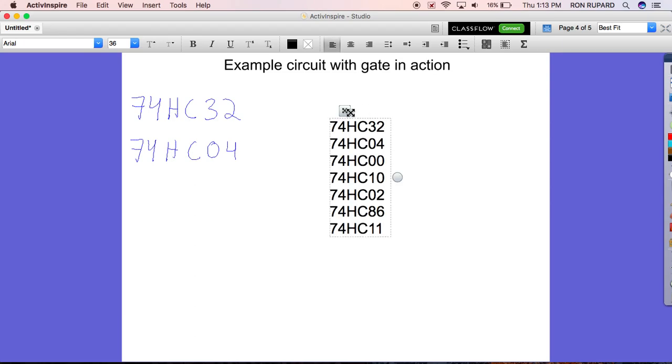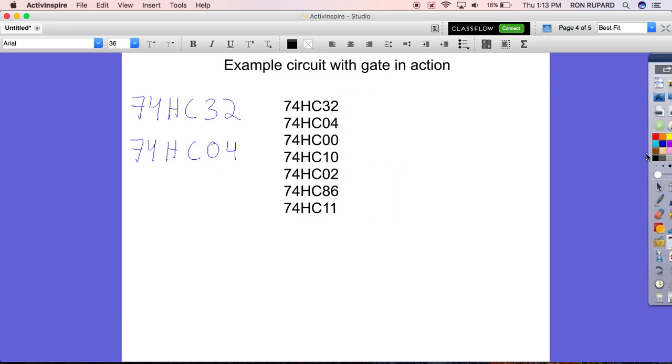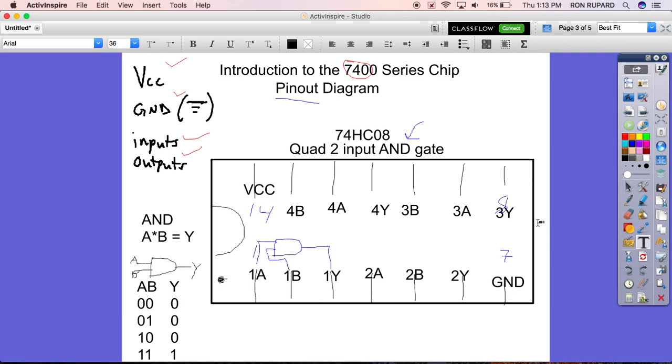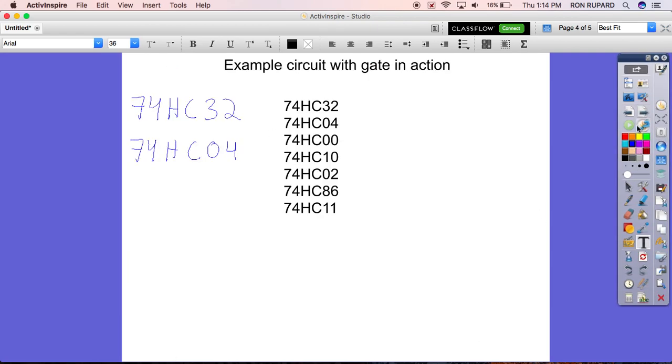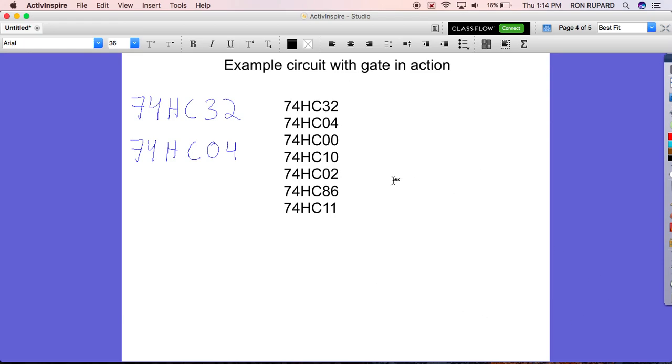So this is what you need to do. The assignment's on Canvas, but you need to make one of these pinout diagrams for the rest of these gates. And I will quiz you on it tomorrow, so being confused is not an excuse. If you're confused, you need to come see me tomorrow morning. I'll be there at 7:30.